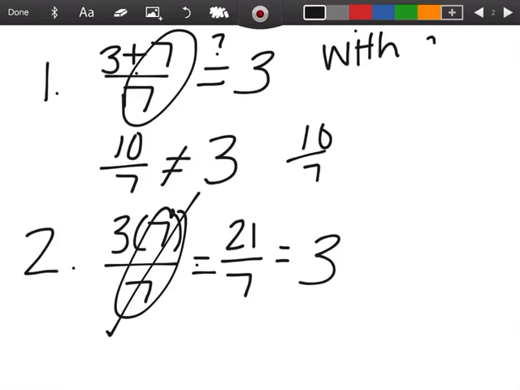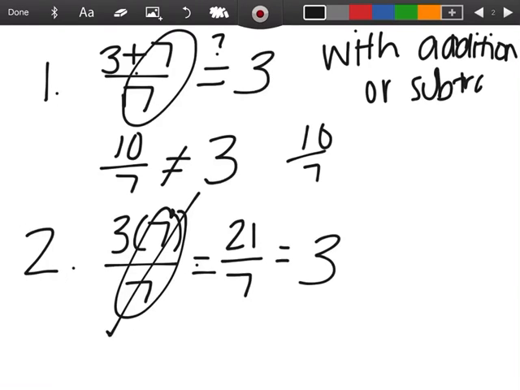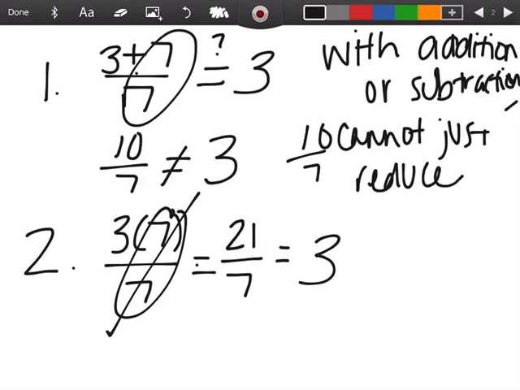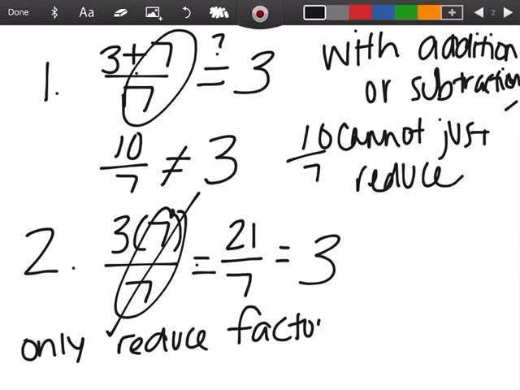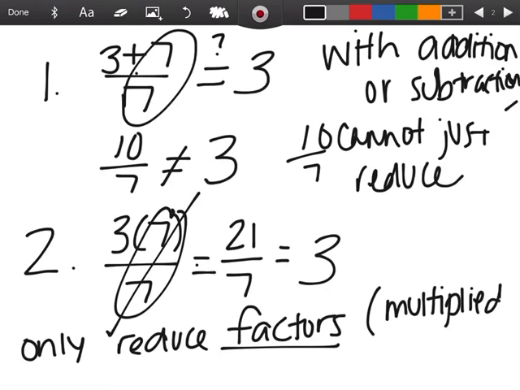So notice with the addition, and I'll go ahead and say or subtraction because it's true, you cannot just reduce. Only reduce factors, which means that they're getting multiplied together. And you can have quantities with addition inside of it getting multiplied together, but you have to analyze, are they factors?